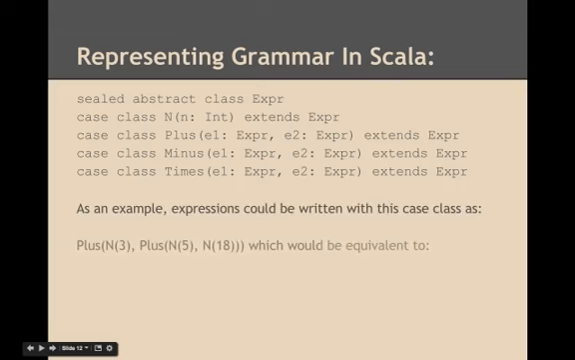As an example, we could write Plus(N(3), Plus(N(5), N(8))) as shown, which would be equivalent to the expression 3 plus 5 plus 8, where 5 and 8 are first combined and then added with 3.